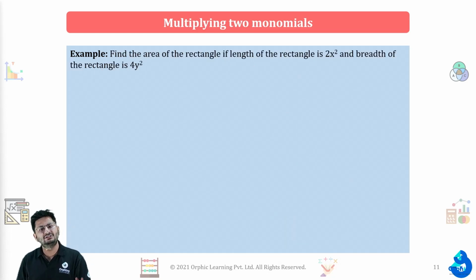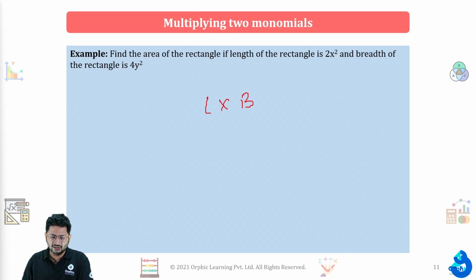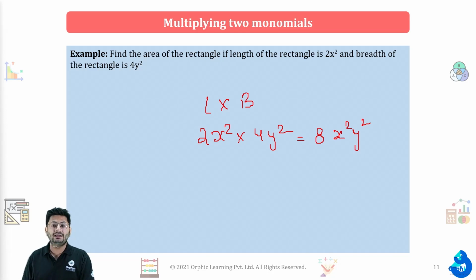Okay, so let's do this question. Multiplication of two monomials, जैसा हमने previous question में देखा. In this also we'll do the same thing. Area of a rectangle, we have to find out where the length of the rectangle is 2x square and the breadth is 4y square. So we know that area of a rectangle is equal to length into breadth, and length is equal to 2x square and breadth is 4y square. So numbers ka multiplication, that will become 8, x square, y square would be the correct answer.